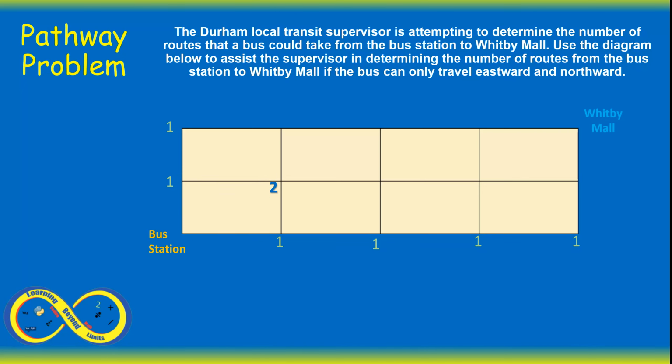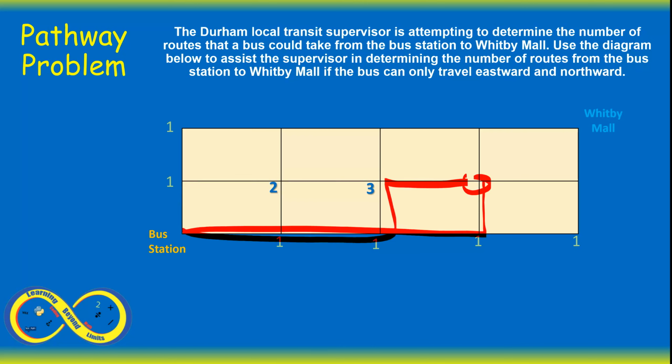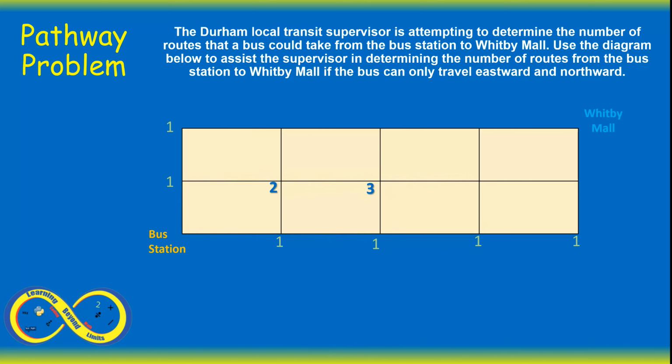If we were traveling to get to this point here, it's one way, two possible ways, and three ways to get to that point. So there are three ways. If we were traveling to get to this point over here, it's one possible way, two possible ways, three possible ways, and four ways. By now you see a trend.